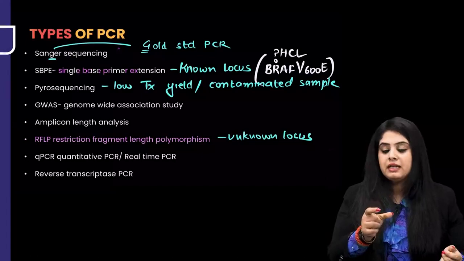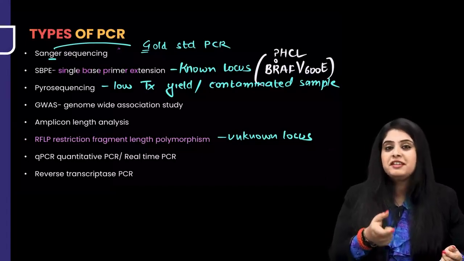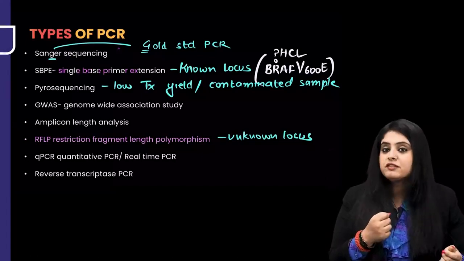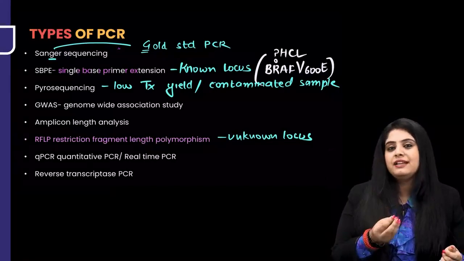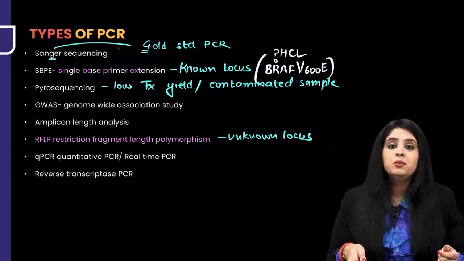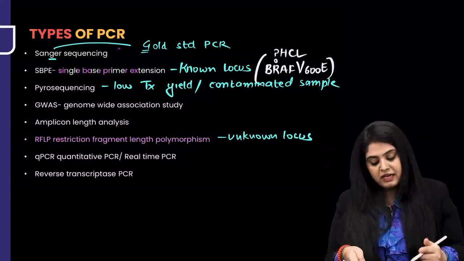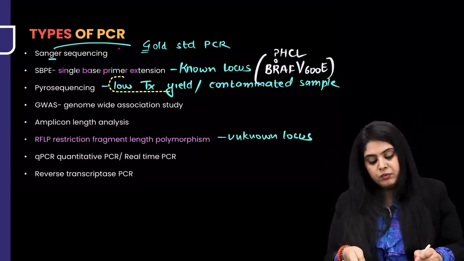But there is one problem. I am a first year intern or first year resident, ma'am, and my technique of doing breast biopsy was not so good. So here is the sample of breast biopsy, but cancer cells are only 10%. What did you say? The cancer cells are 10%. It is a low tumor yield.